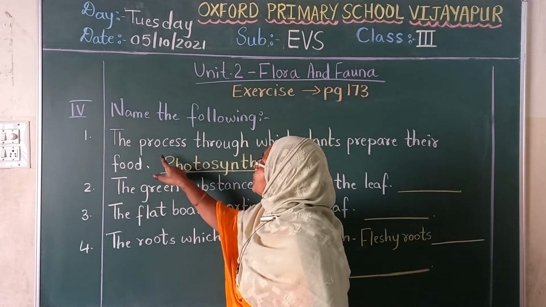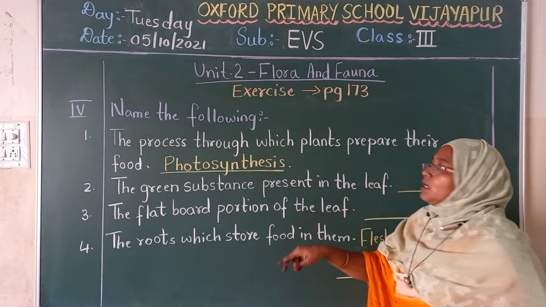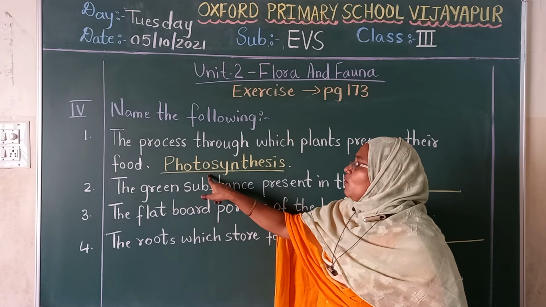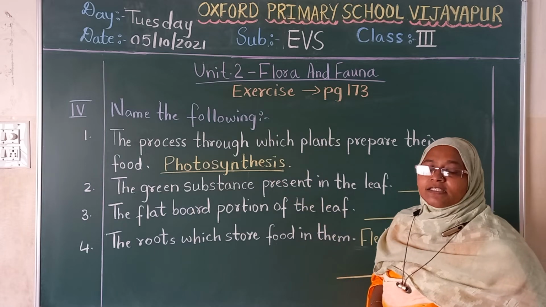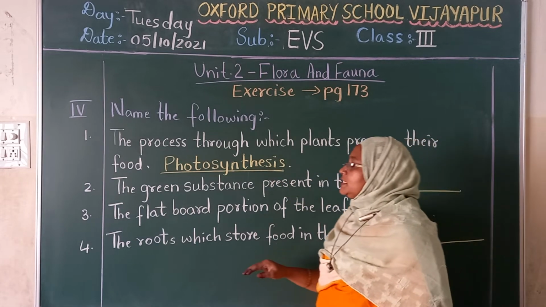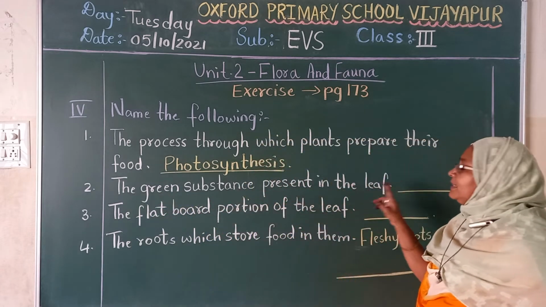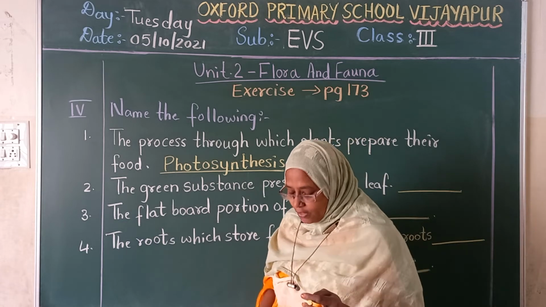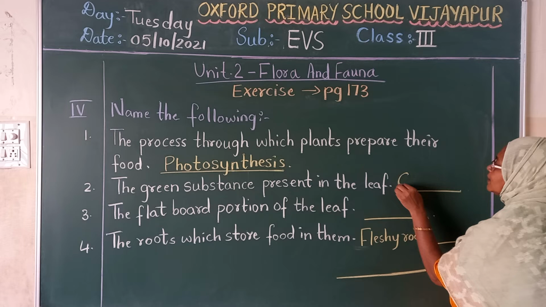Once again, read. The process through which plants prepare their food. Answer is photosynthesis. P-H-O-T-O-S-Y-N-T-H-E-S-I-S, photosynthesis. Second one. The green substance present in the leaf. So what is the green substance present in the leaf? That we call chlorophyll. What is that answer? Chlorophyll.